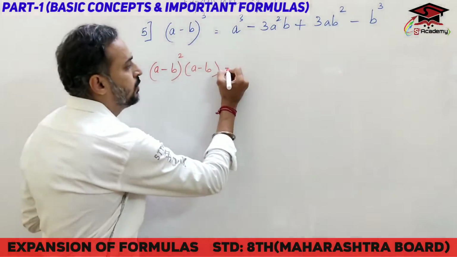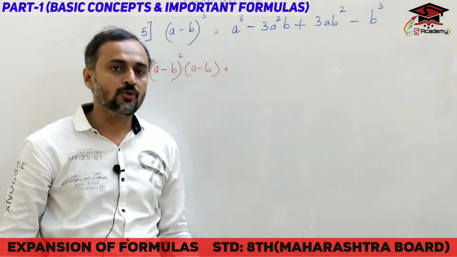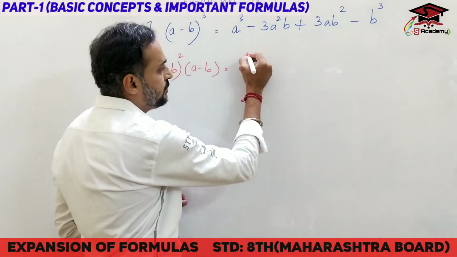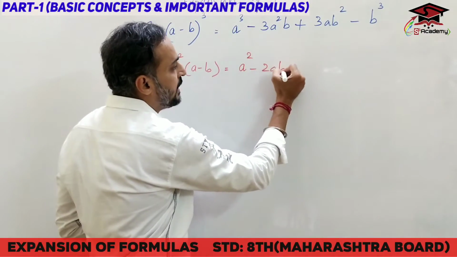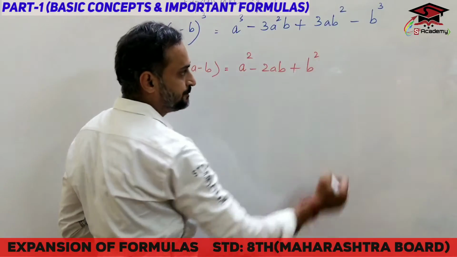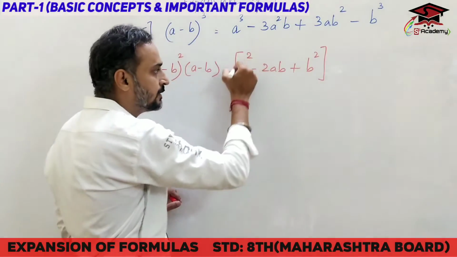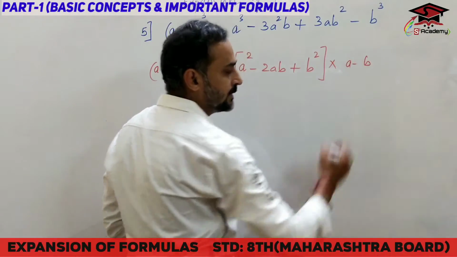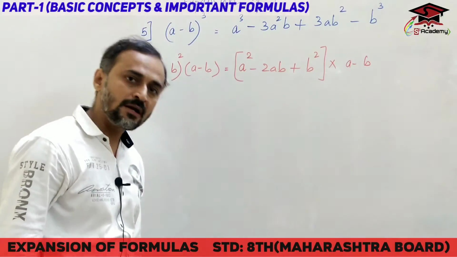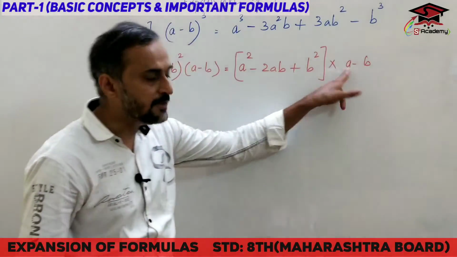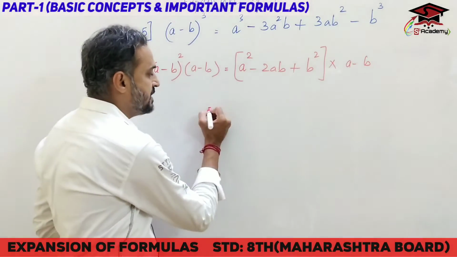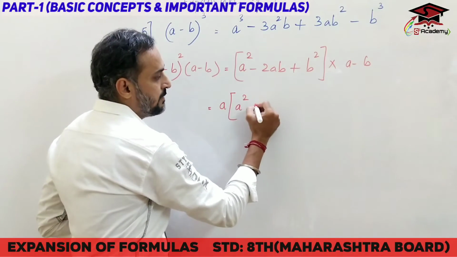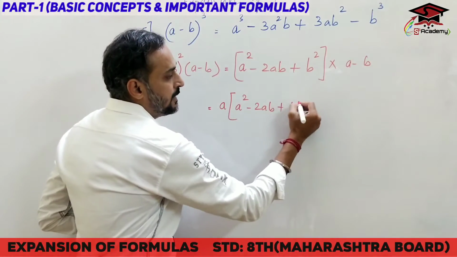Okay, fine. Now, what is the formula of a minus b the whole square? We discussed it in the beginning: a square minus 2ab plus b square. I'll take a big bracket over here, multiply by what? A minus b remains as it is. Is that clear with the point? Again, now what will we do? We'll multiply this a with the same bracket. So that means this a multiplied by the same bracket, a square minus 2ab plus b square.